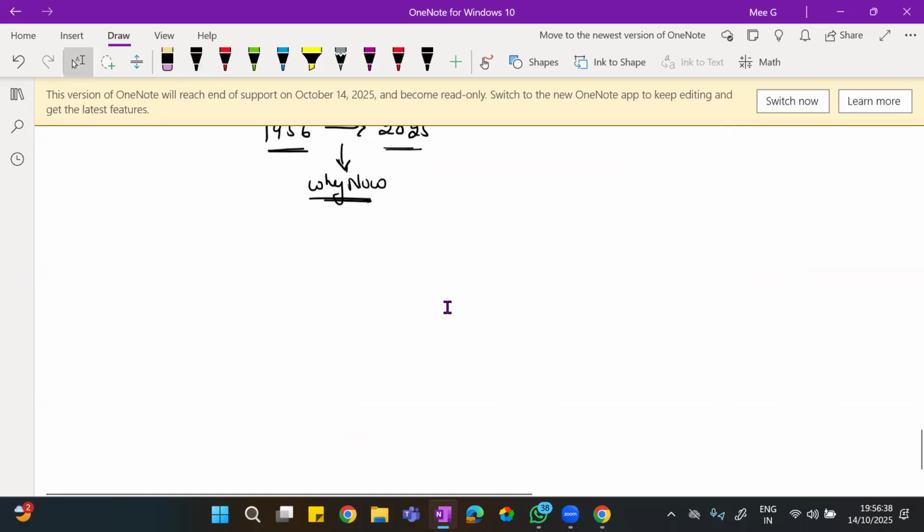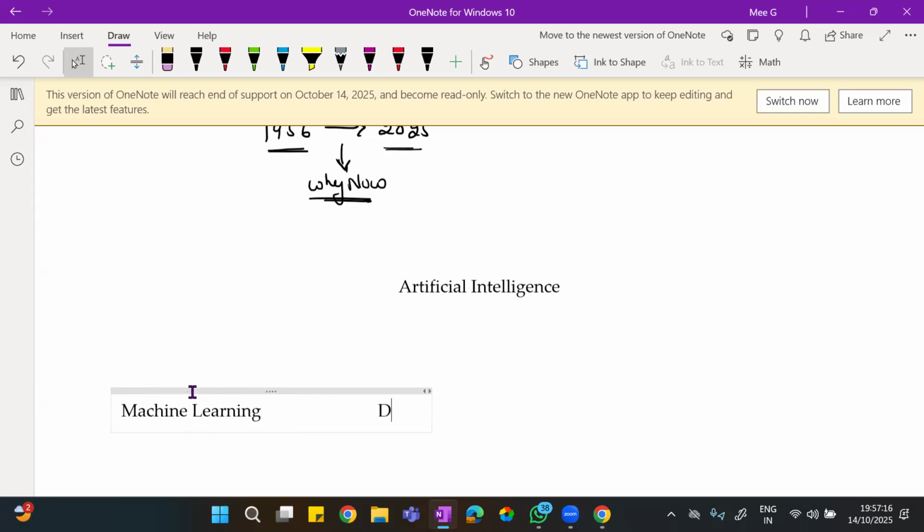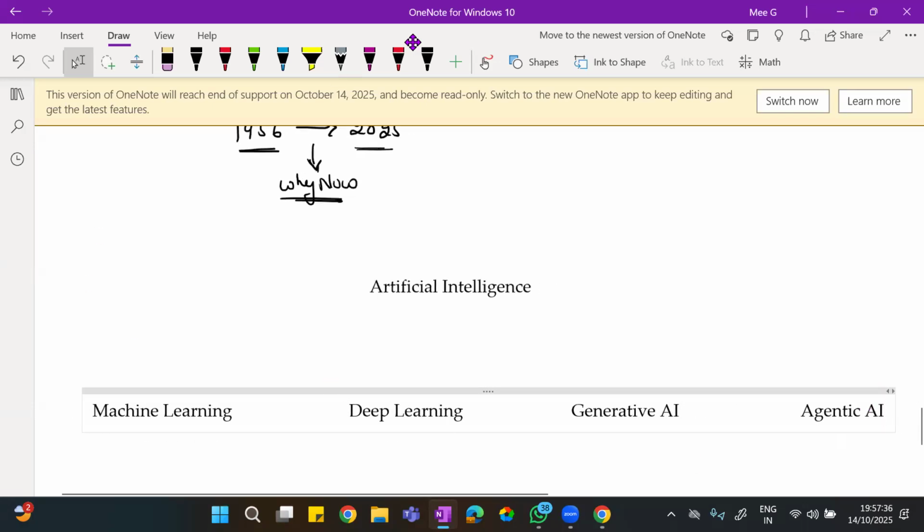Now, this artificial intelligence, when this gentleman came onto the dais of the Dartmouth conference, he was only explaining the concept, and this was later implemented with different technologies like machine learning, deep learning, Gen AI, and agentic AI, like this. So AI is a concept.